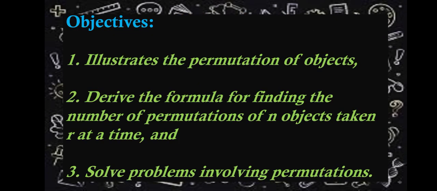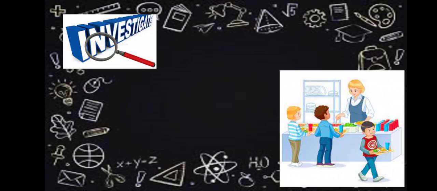decisions. For the objectives: 1. Illustrates the permutation of objects. 2. Derive the formula for finding the number of permutations of n objects taken r at a time. And 3. Solve problems involving permutations. But now this discussion focuses on objective number 1, illustrates the permutations of objects. So let's investigate.